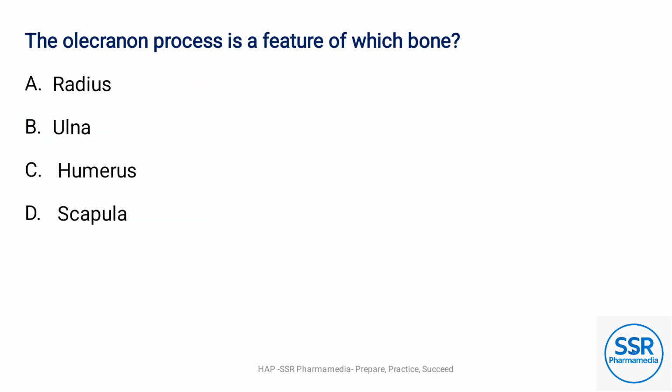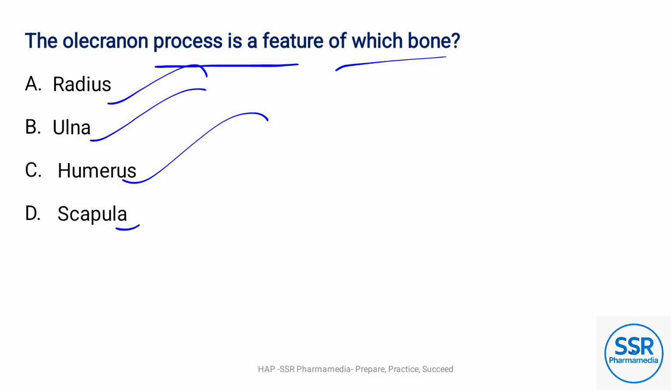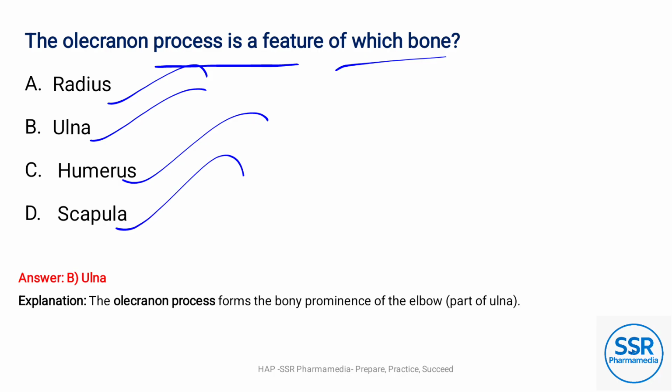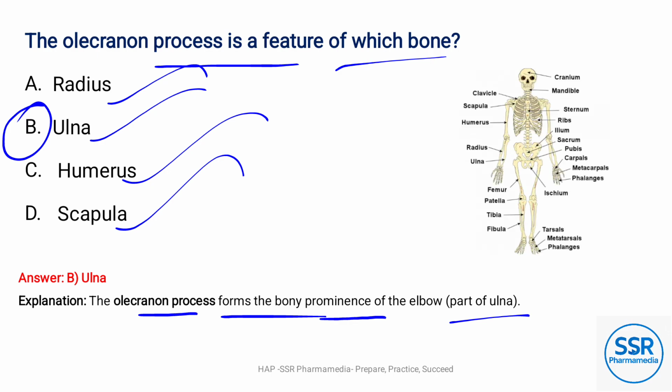The olecranon process is a feature of which bone? Option A, radius; option B, ulna; option C, humerus; option D, scapula. So the answer is option B, ulna. The olecranon process forms the bony prominence of the elbow. This is a part of the ulna.